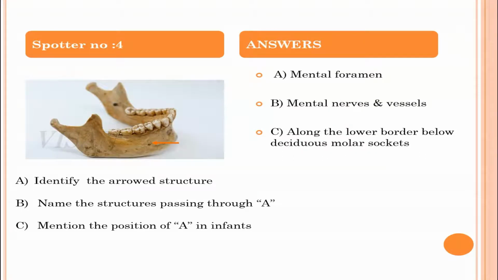Spotter number 4. The arrowed structure is the mental foramen, and the structures passing through are mental nerve and vessels. And the position of this mental foramen in infants, it will be at the lower border below the molar sockets.